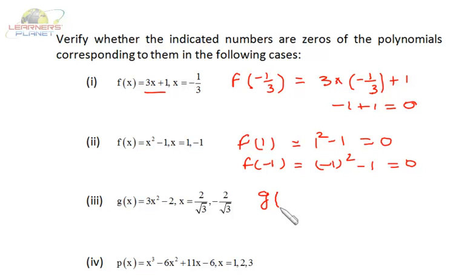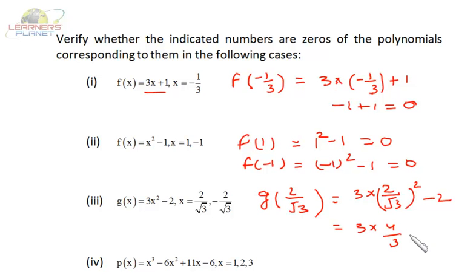So g of 2 by root 3 is 3 into, we put the value of x as 2 by root 3 whole square minus 2. So what we'll be getting is 3 into 4 by 3 minus 2. So we are getting 2. That means we are not getting 0. That means 2 by root 3 is not 0 or root of this polynomial. Okay, I hope you are clear.